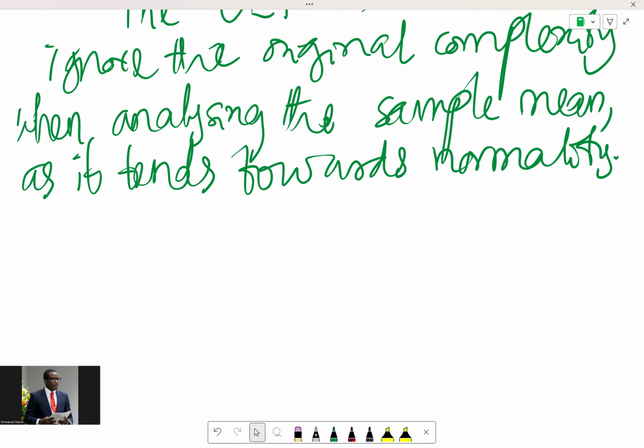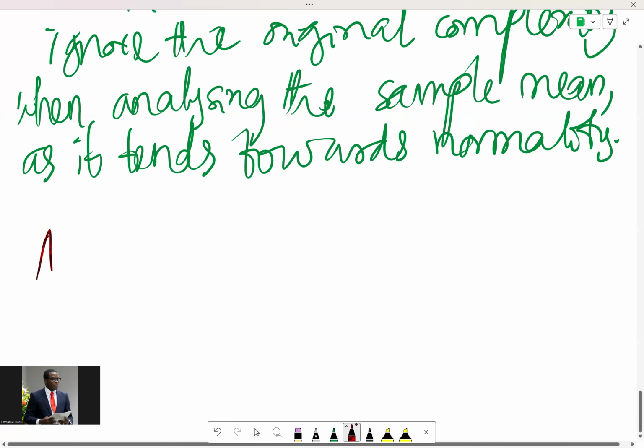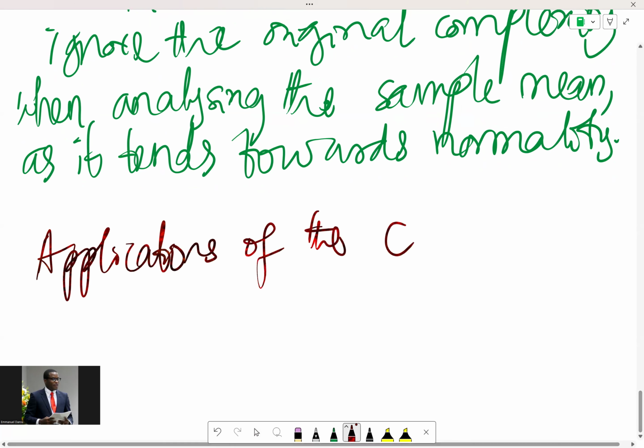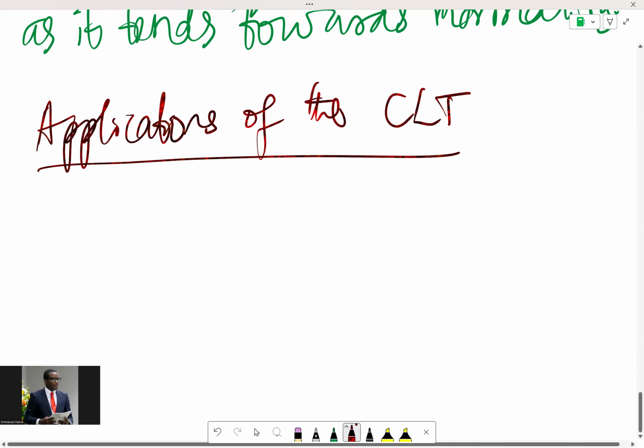So I'll just make quick snapshots of the applications. Let's talk about the applications of the central limit theorem. They are related to things I have mentioned before.